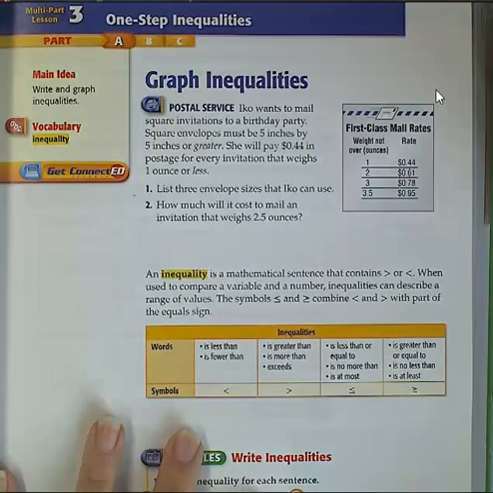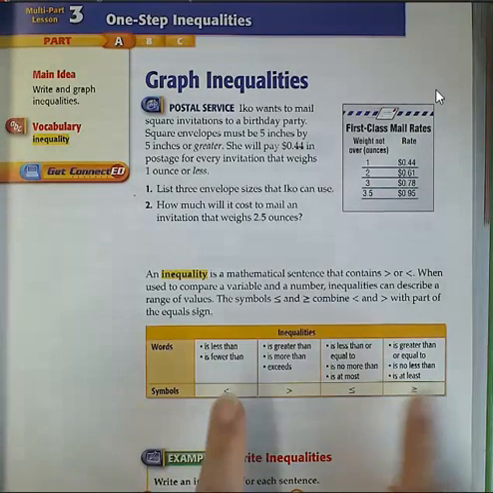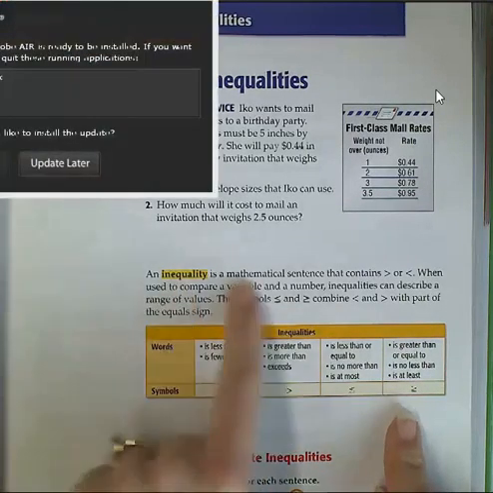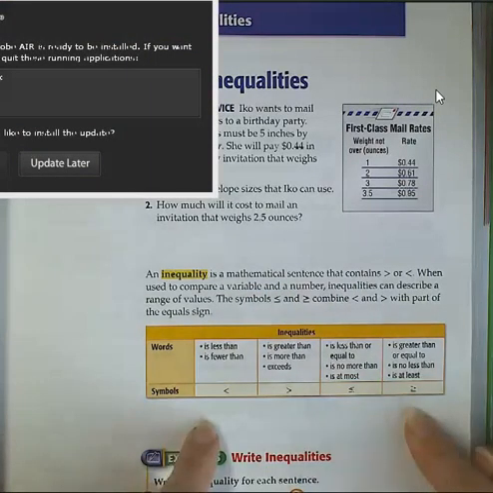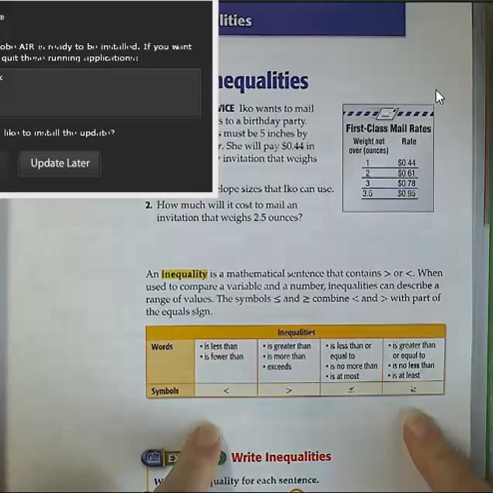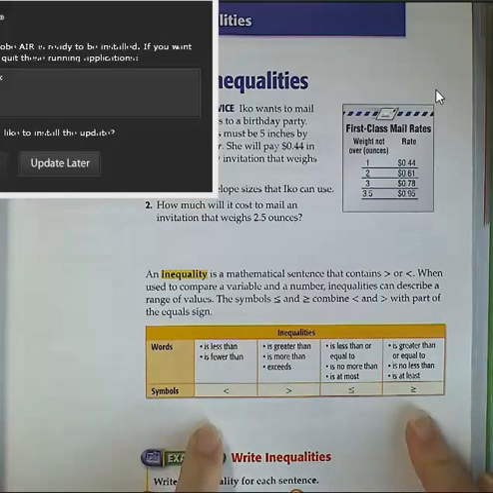On page 183, I find this chart really helpful. When we talk about inequalities, they're mathematical sentences that contain one of these four symbols. We're really good at these as a general rule when it already writes them for us. It becomes more difficult when there are story problems, and guess what we're going to do? We're going to do some story problems.